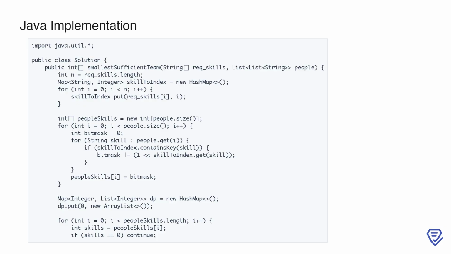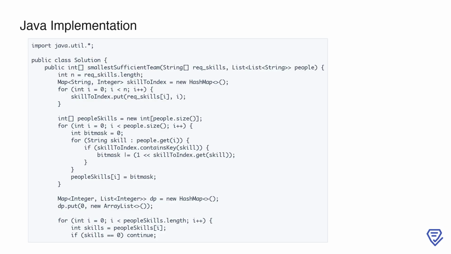We create a skill-to-index hash map, where each skill is associated with an integer value. This allows us to easily reference skills using bit manipulation later in the code. Next, we construct an array called peopleSkills, where each element represents the set of skills possessed by a person as a bitmask. For each person, we iterate through their list of skills, and if the skill exists in our skill-to-index map, we use a bitwise OR operation to update the bitmask for that person. This way, each person's skills are represented as a single integer, with each bit indicating whether they have a specific skill.